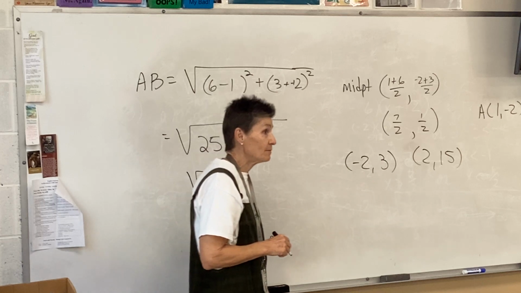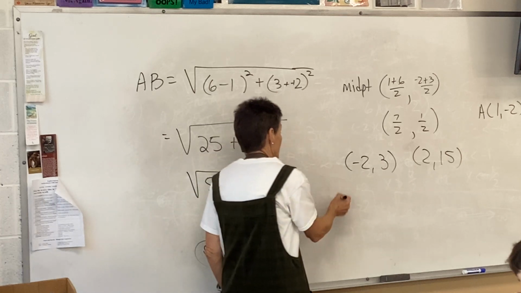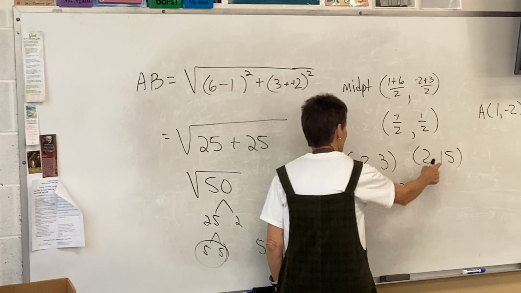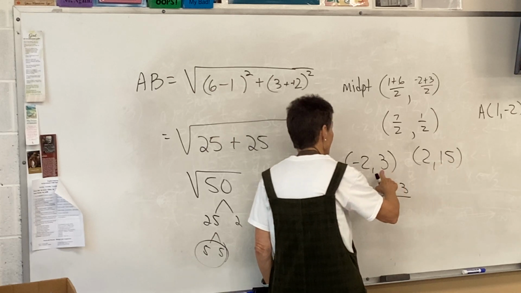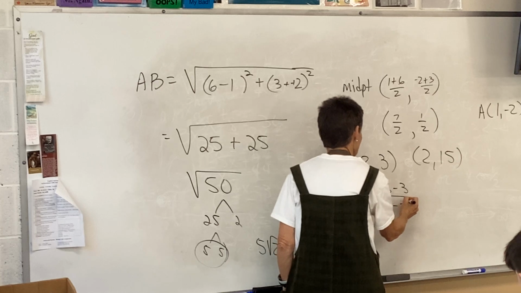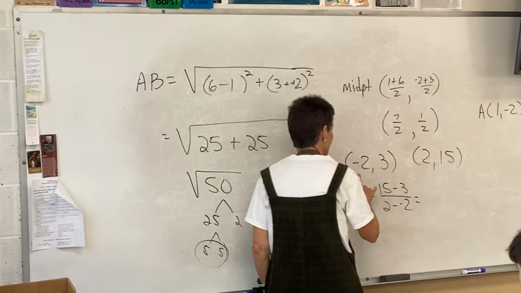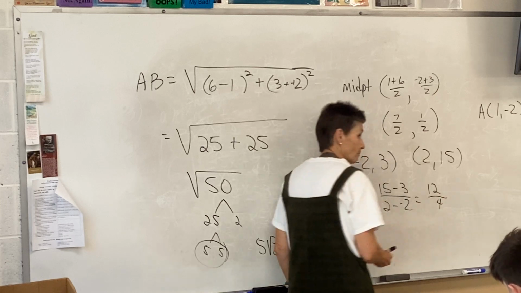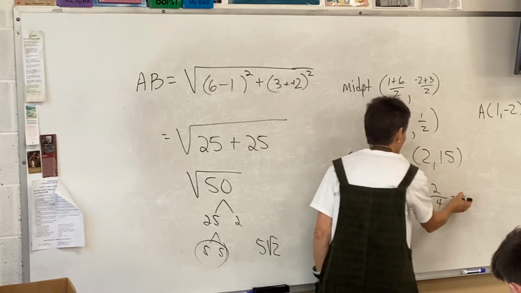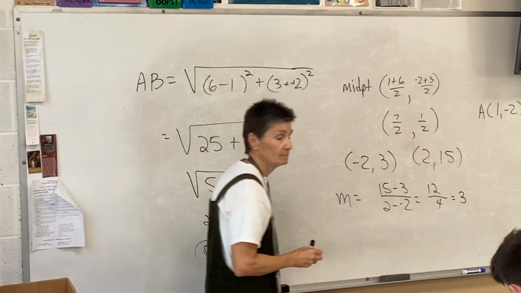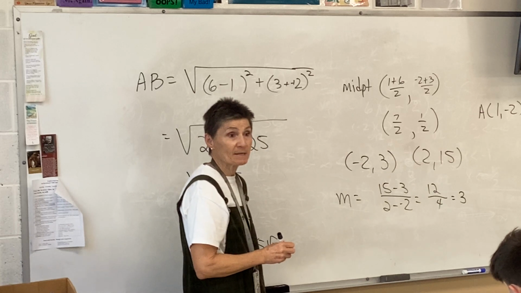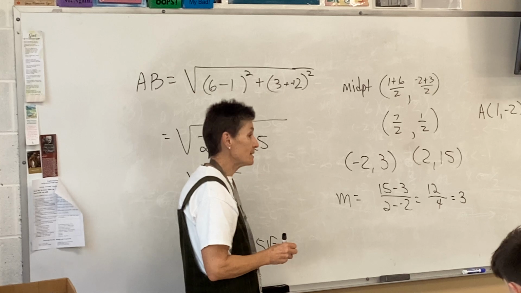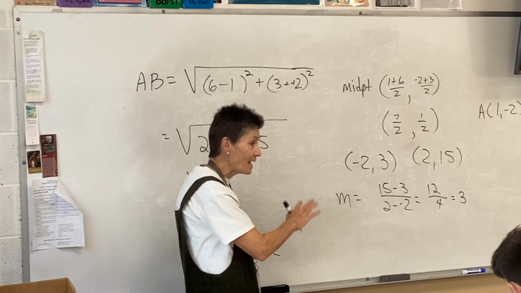So we find the slope. So slope is 15 minus 3, that's y minus y, over 2 minus negative 2, that's x minus x. So what do I got? 12 over 4, which is 3. That's my slope. Okay, we're not done though. That is not the end of the problem.